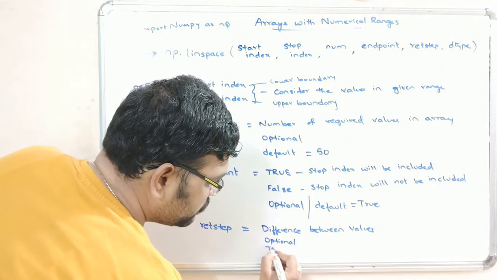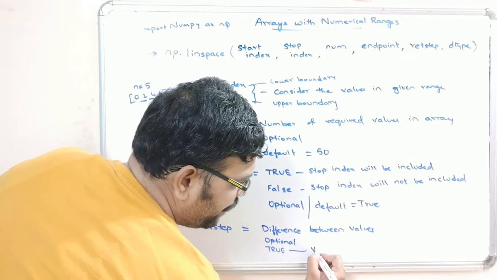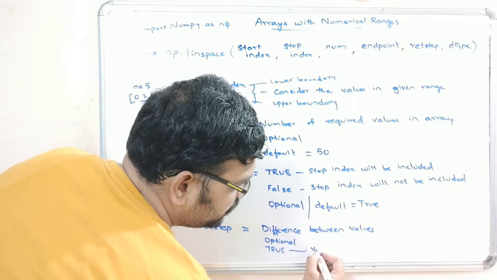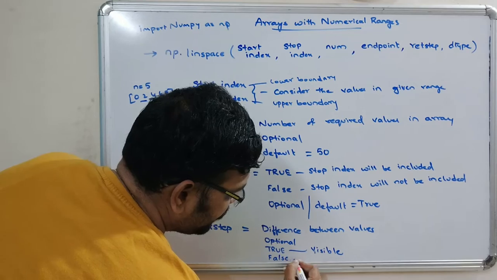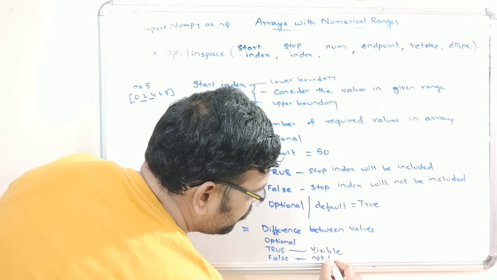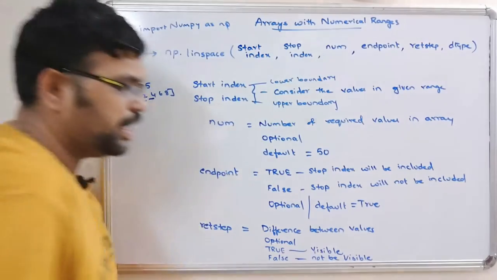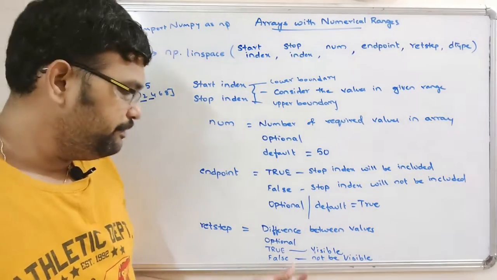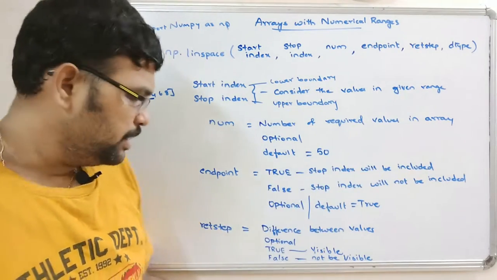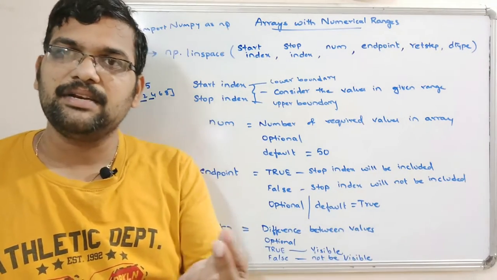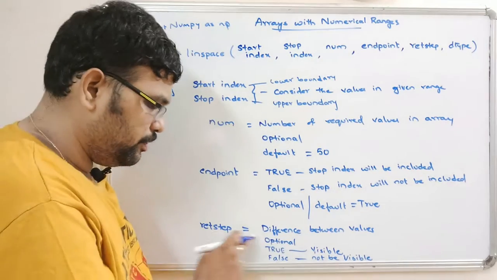By default, if it is true, the value will be visible. If it is false, the value will not be visible. So we can see the difference and we cannot see the difference. If it is true, the difference will also be included in the result. And if it is false, the value will not be included. So it's also an optional thing.